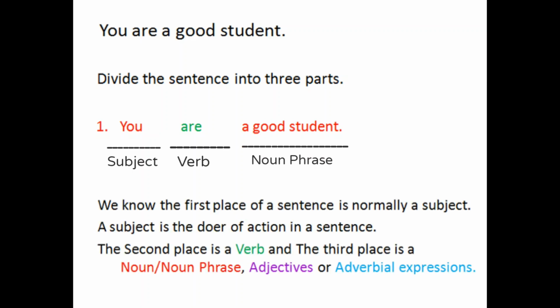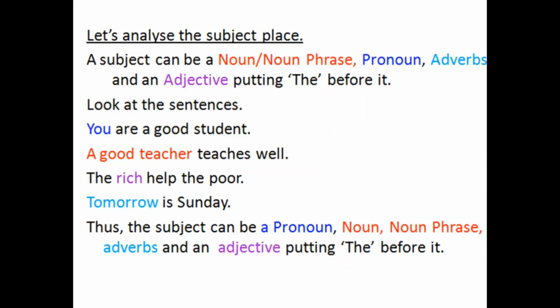We know the first place of a sentence is normally a subject. A subject is the doer of action in a sentence. The second place is a verb. And the third place is a noun or noun phrase or adjectives or adverbial expressions. Let's analyze the subject place. A subject can be a noun or noun phrase, pronoun, adverbs, and an adjective putting the before it.